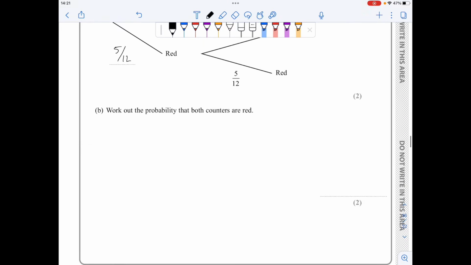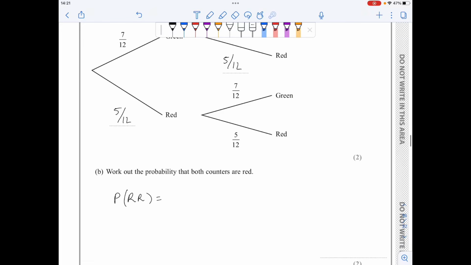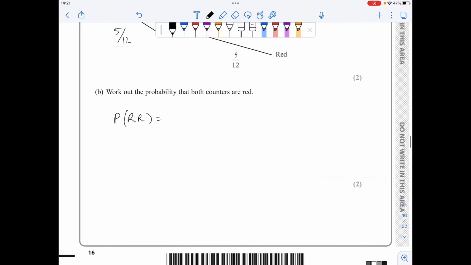In part B, I need the probability that both counters are red. So I need probability red and red. So I'll need to multiply these two probabilities. So 5 over 12 times 5 over 12 is equal to 25 over 144.